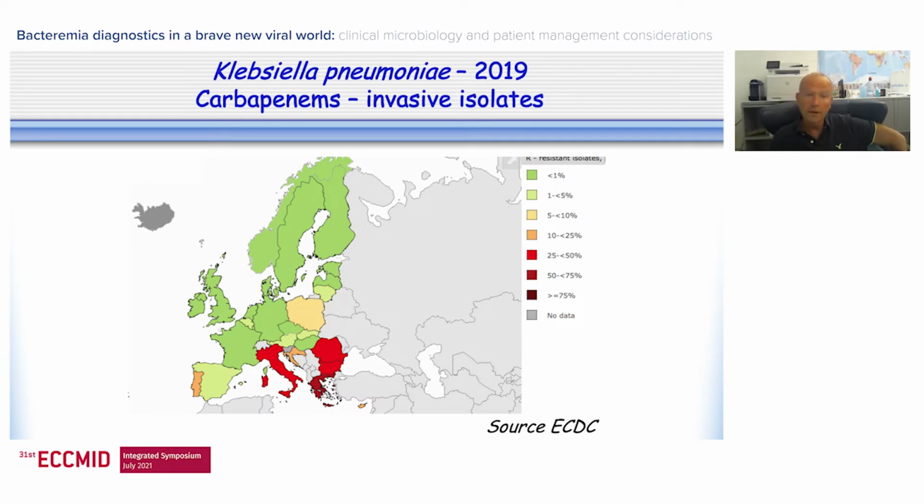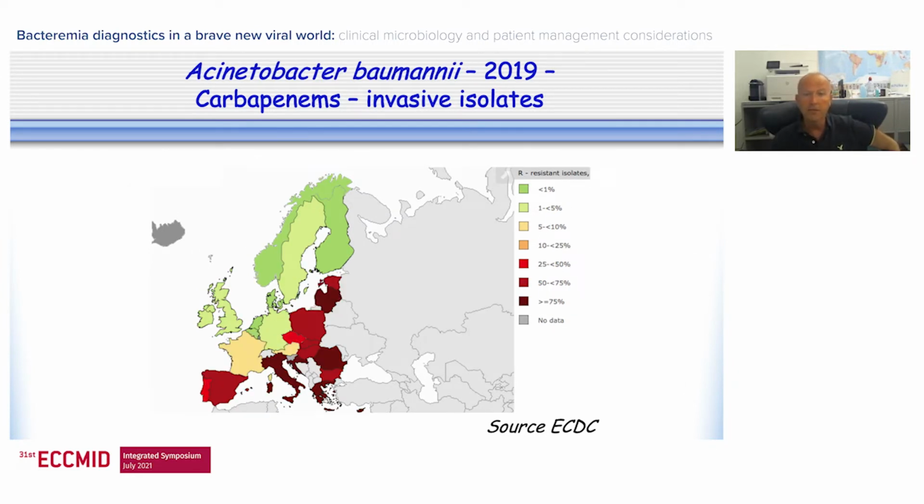Let's have a look now at resistance rates to carbapenems, still in these invasive isolates in 2019. You see here the same countries where you have high rates of resistance to broad-spectrum cephalosporins. You again see high rates of resistance to carbapenems. It is very shocking to see that we may have more than 50% of Klebsiella pneumoniae isolates in Greece being resistant to carbapenems. If you compare with Acinetobacter, you have a similar picture, with the same countries flagged as red or even higher, with Italy and Greece once again having the highest rates.